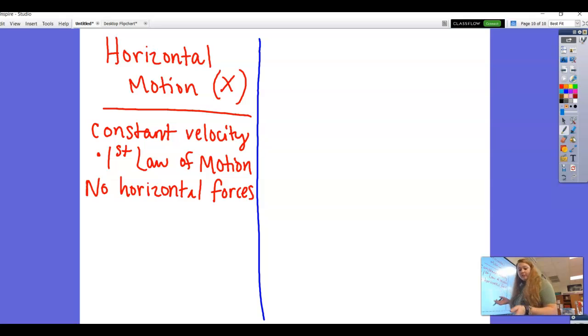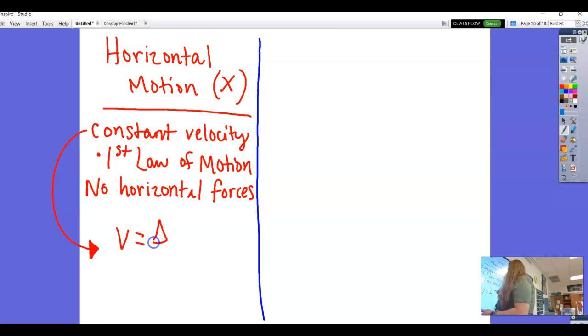And remember, inertia says that things are going to keep doing what they're already doing. So in this case, if an object is moving horizontally, it wants to keep moving horizontally. The only reason the path of that basketball changes is because of gravity, and it's changing up and down. So in this case, because it's a constant velocity, we only have one equation that we can use, and that's the equation for constant velocity.